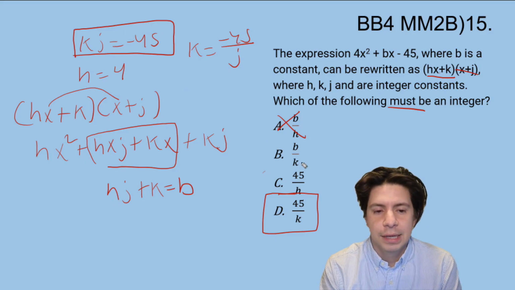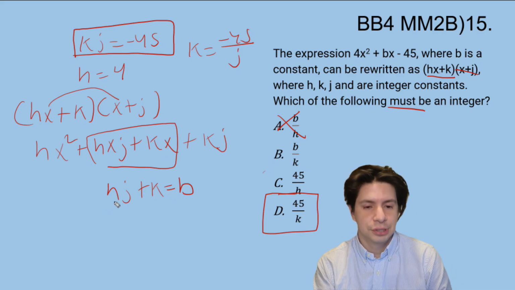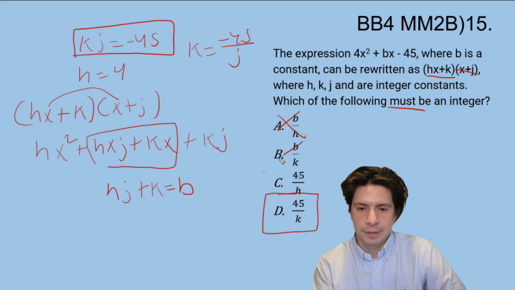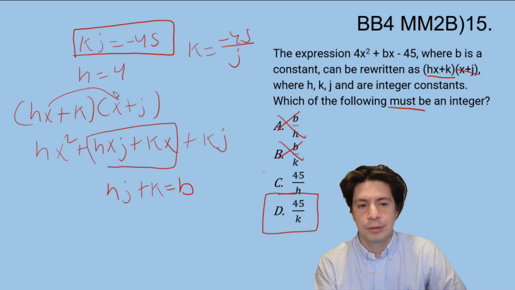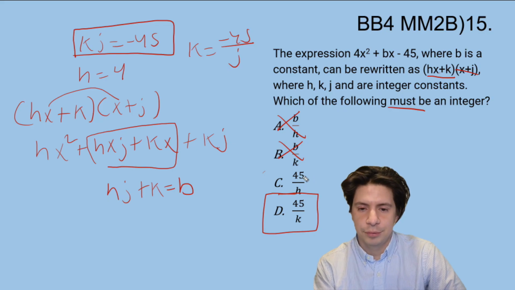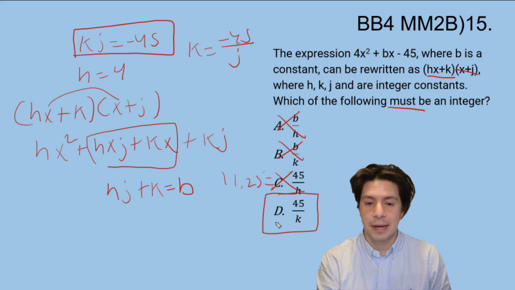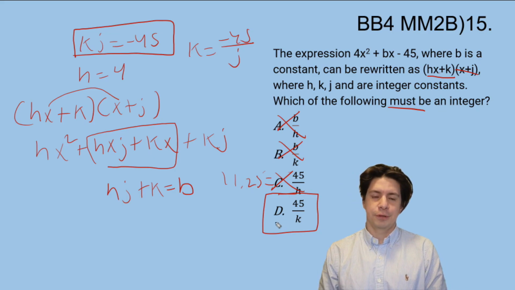Then we have b over k. So when we do b over k, again, what's the relationship between b and k? It's here, and we're adding on hj to k. So unless hj is a multiple of k, b is not going to work when you're dividing it by k. And then we have 45 divided by h. That one we know doesn't work because h equals 4. This equals 11.25. Okay, so again, doesn't work. So our only one that makes sense, and our answer, is D, 45 over k.